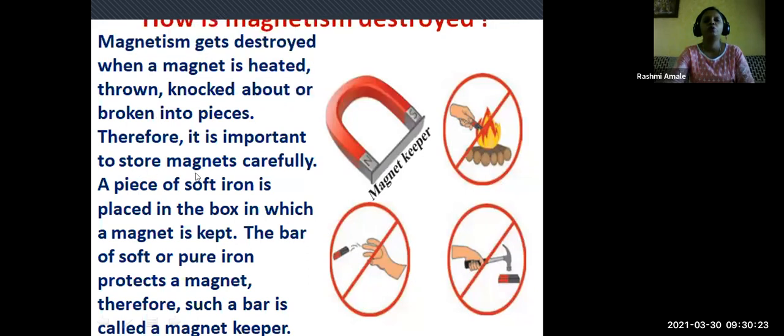Therefore, it is important to store magnets carefully. A piece of soft iron is placed in the box in which a magnet is kept. See here, soft iron is placed near the magnet in a box so that its magnetism is retained. It doesn't lose its magnetism. The bar of soft or pure iron protects a magnet. Therefore, such a bar is called a magnet keeper. Got it, children?